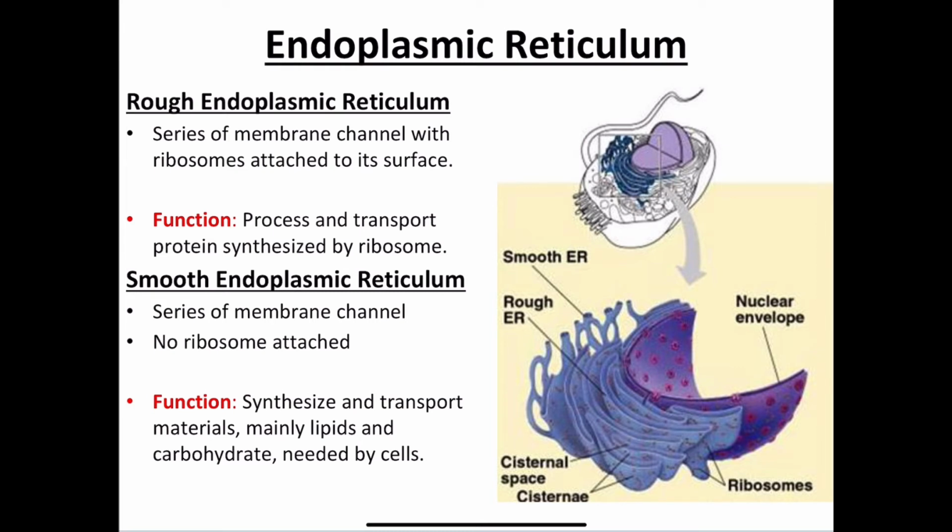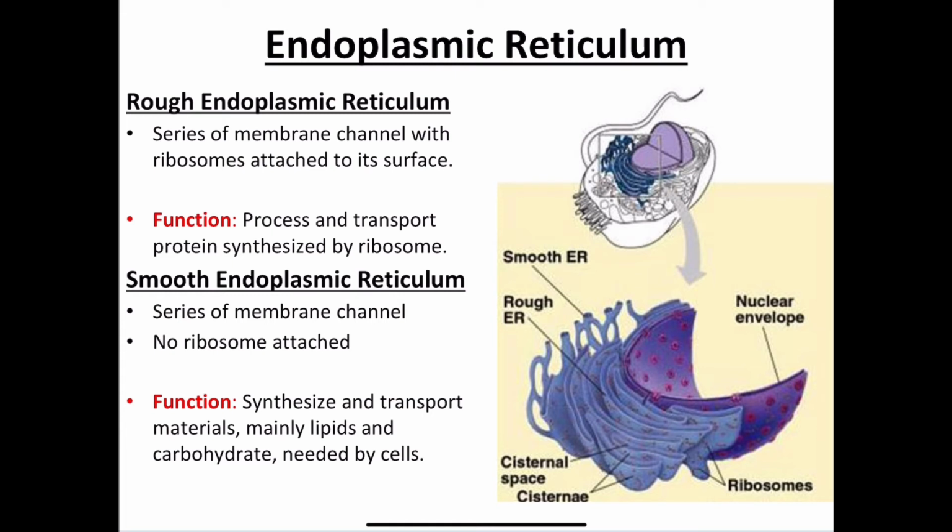So what is the function of rough endoplasmic reticulum? So it process and transport protein synthesized by ribosome. So di permukaan dia ada ribosome attached kan? So ribosome ini dia akan synthesize protein, dia akan buat protein. Okay. Kemudian protein yang dibuat oleh ribosome ini akan diproses dan ditransport oleh rough endoplasmic reticulum. Okay, so ribosome buat protein, rough endoplasmic reticulum dia akan proses dan transport protein-protein ini.